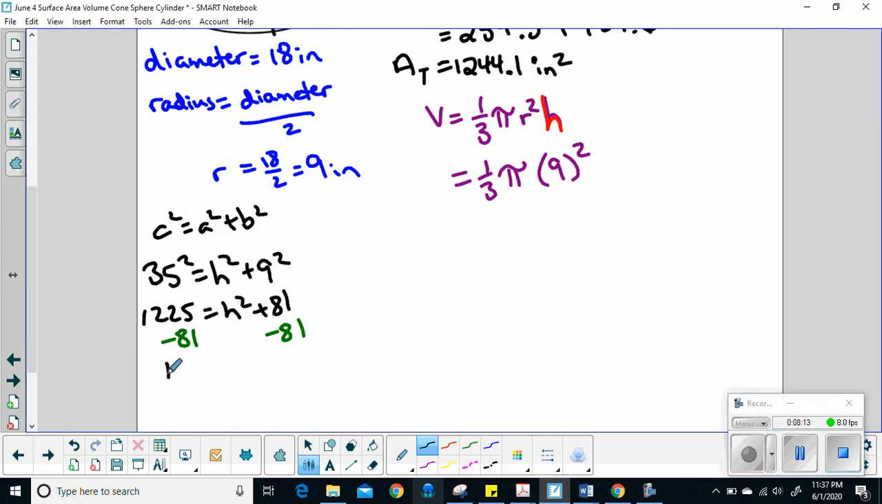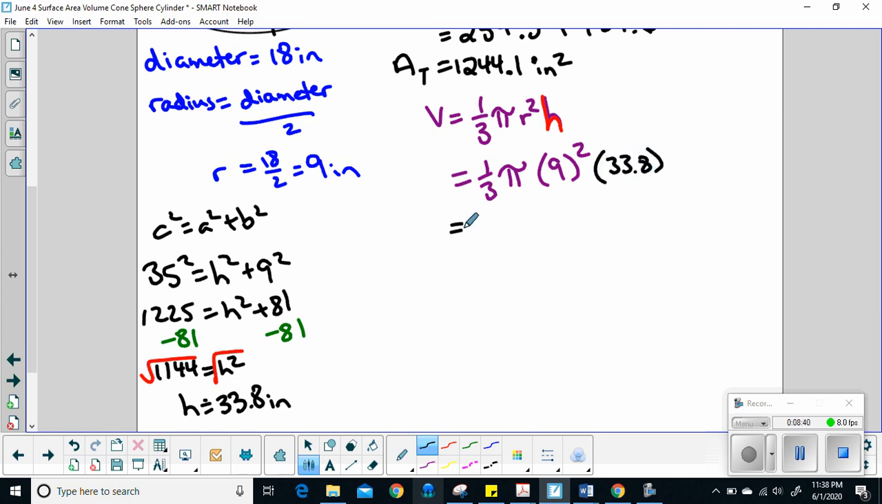So that gives me 1144 is h squared. Opposite of squaring, square root. We only want the positive answer because it is a length. 33.8. I would round that to 33.8. What are we dealing with? Inches? Okay, now I can put that in here.